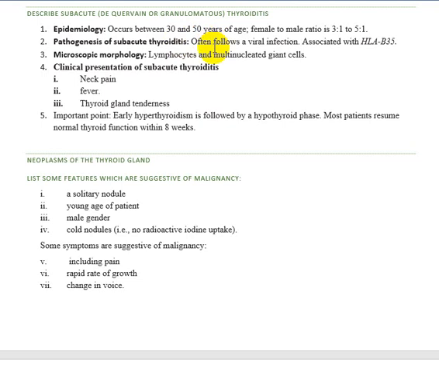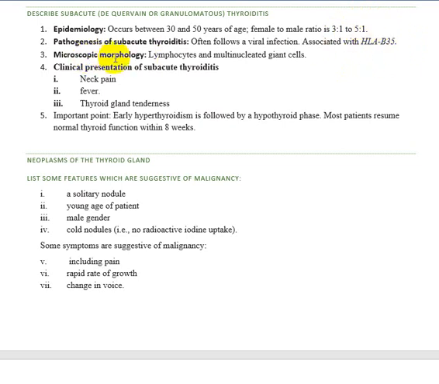So pathogenesis of the subacute thyroiditis. So where does it result from? Often follows a viral infection. So when you have viral infection, you can have a de Quervain thyroiditis or subacute thyroiditis. So this is associated with HLA-B35 antigen. This antigen is found on the lymphocyte and is going to cause a destruction of the thyroid gland.